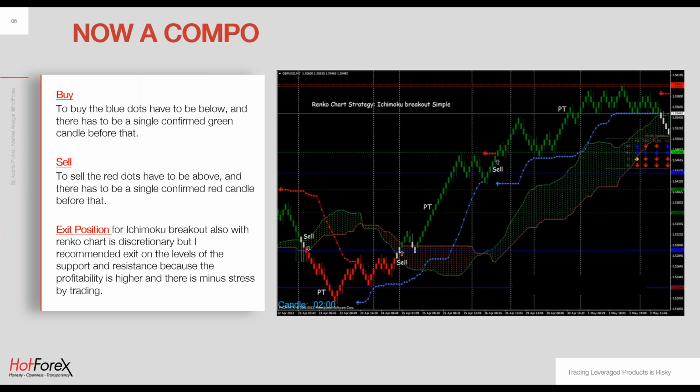So if this is combined with the Renko chart, and we have at the same time that this is happening also blue bricks, in this case the bullish bricks are green, then this indicates the continuation of the bullish trend.